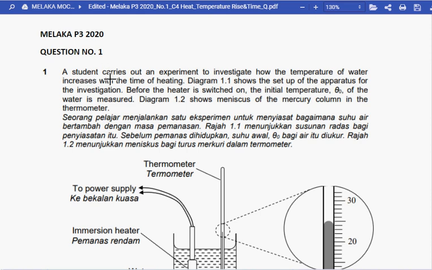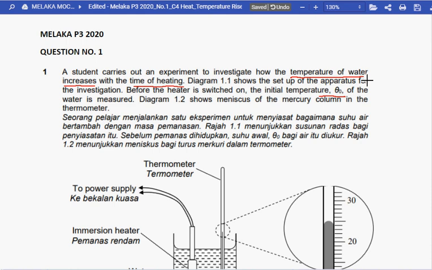So a student carries out an experiment to investigate how the temperature of water increases with the time of heating. Diagram 1.1 shows the setup of the apparatus for the investigation. Before the heater is switched on, the initial temperature, theta naught, of the water is measured. Diagram 1.2 shows the meniscus of the mercury column in the thermometer.